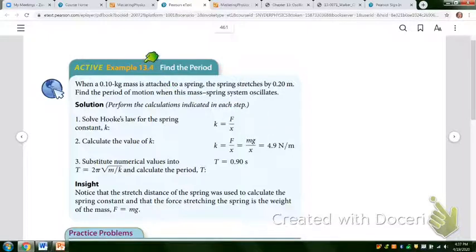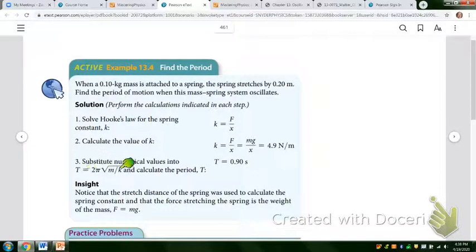And example 13.4, it says when a 10 kilogram mass is attached to a spring, the spring stretches 0.2 meters. Find the period of motion when this mass spring system oscillates. So keep in mind what they're giving you here. They're telling you the mass, which is great. I need to know mass. They want me to find the period, so they want to know T.